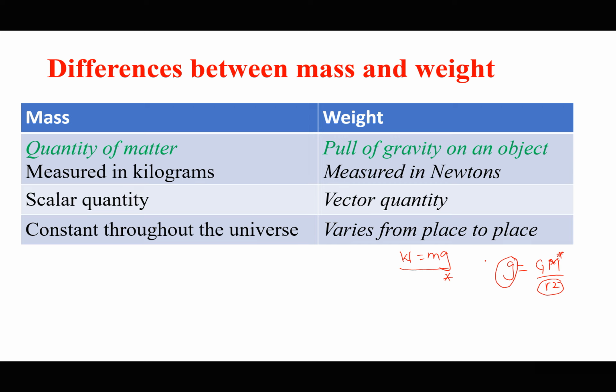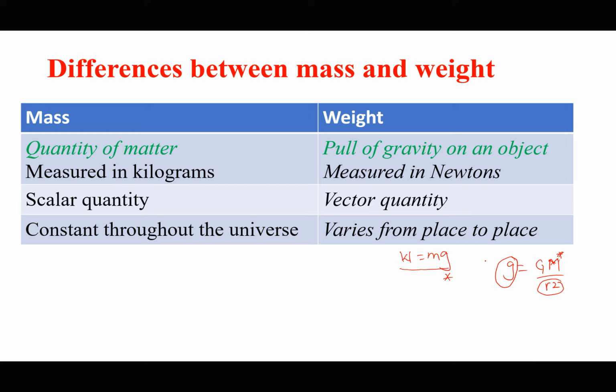Your weight on the equator is not the same as your weight on the poles because the distance from the center of the Earth to the equator is much bigger than the distance from the center of the Earth to the poles, because the Earth bulges at the equator and flattens at the poles. So the equatorial radius exceeds, or is bigger than, the polar radius.